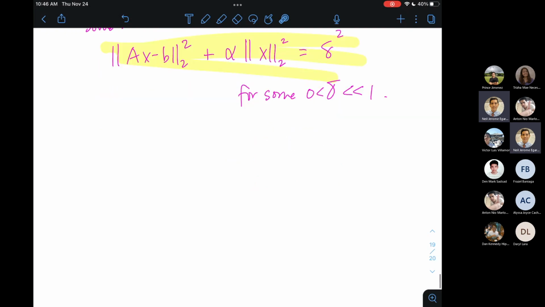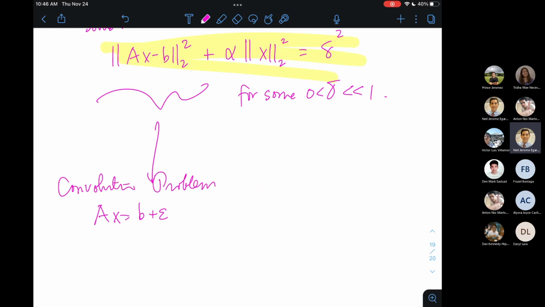Alright? Kasi, I mean, the problem that I encountered kanina nung nagra-run ako ng simulations, di ba sinusolve ko itong Ax = b + epsilon dun sa convolution problem natin. Ax = b + epsilon yung sinusolve ko.